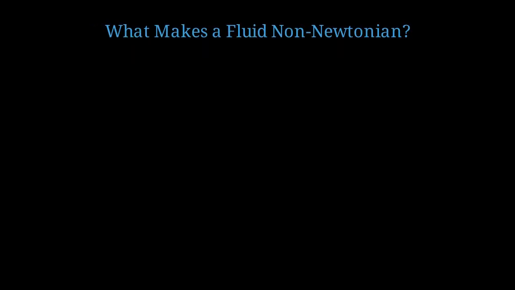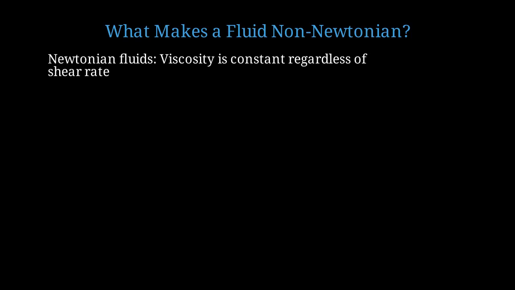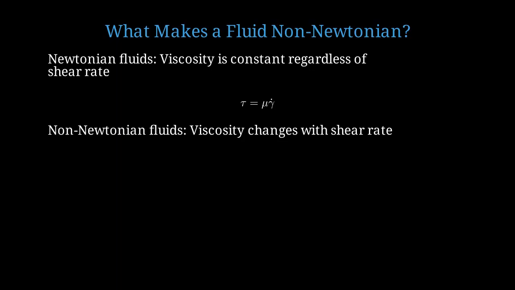What exactly makes a fluid non-Newtonian? In a Newtonian fluid like water or glycerol, the viscosity remains constant regardless of how fast you shear it. The relationship between shear stress and shear rate is linear. We can write this as tau equals mu times gamma dot, where tau is shear stress, mu is the constant viscosity, and gamma dot is the shear rate. But in non-Newtonian fluids, this relationship breaks down. The apparent viscosity depends on the shear rate.